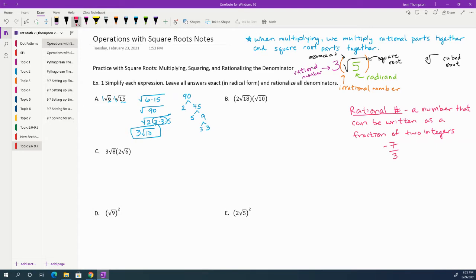For question B, my big difference here is on one of the terms, I have a 2 in front, so I have 2 square root 10. I only will multiply rational parts with rational parts and irrational parts with irrational parts. So I'm going to multiply the 10 and the 18 together. And I would multiply 2 times, well, there's a 1 in front of here, but I wouldn't really write that, right? I would just have 2. So the 2 can stay there and hang out. And this is the square root of 180.